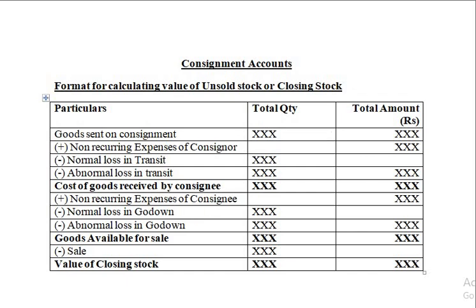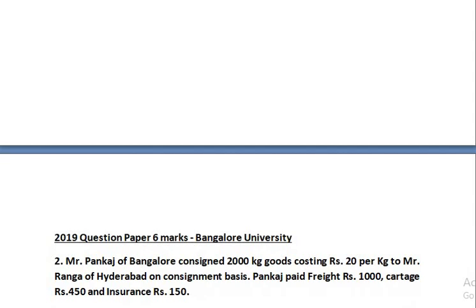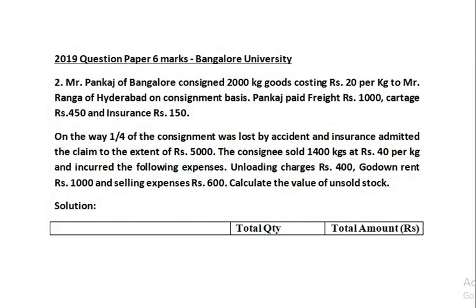Let's go through the problem. This is problem number 2, and this question was asked in the 2019 question paper for 6 marks, Bangalore University. Mr. Pankaj of Bangalore consigned 2000 kg goods costing rupees 20 per kg to Mr. Ranga of Hyderabad on consignment basis.